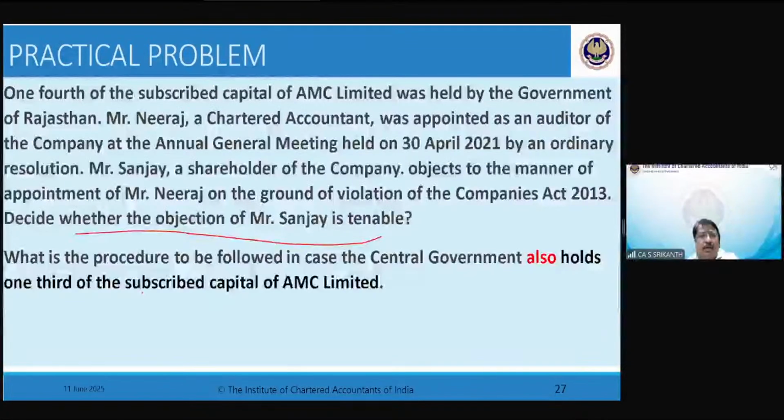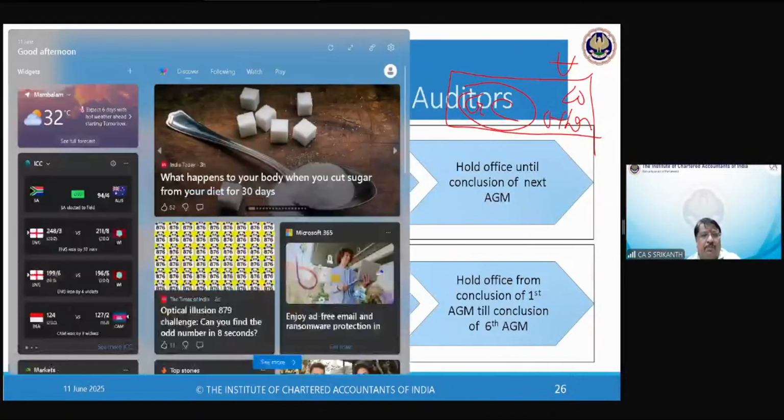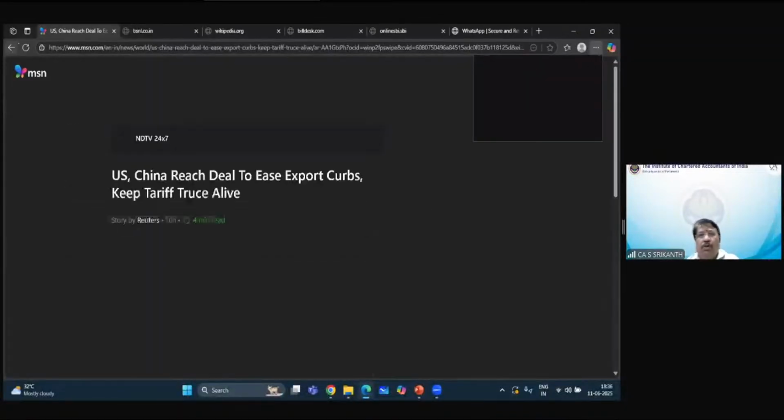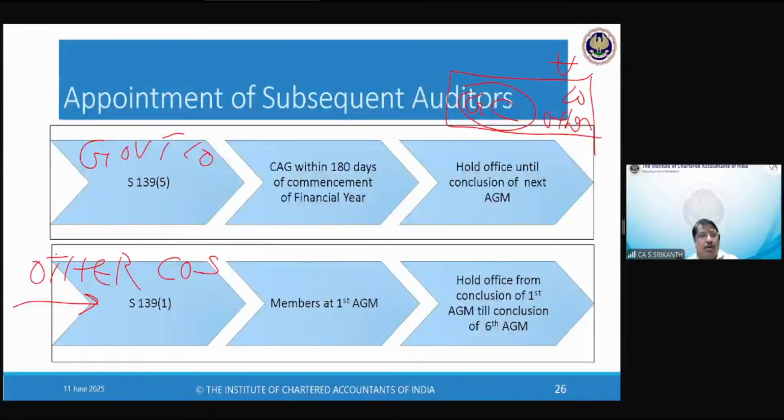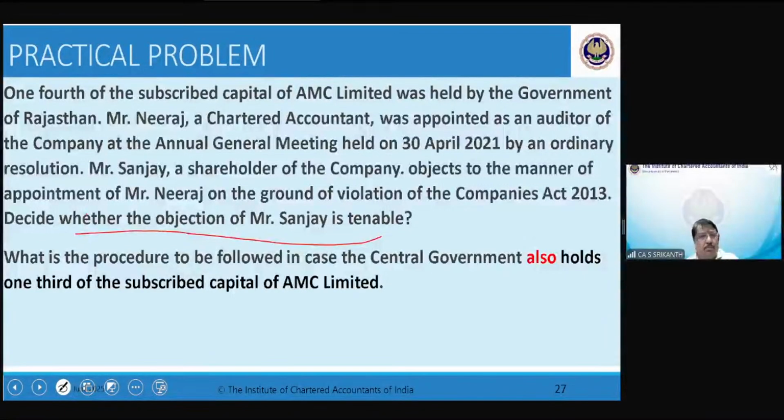But the minute you say the central government is also holding, then it is a government company. So appointment of auditor by the board is not valid. It has to be done by the CAG. The minute the central government became your shareholder and you become a government company, immediately you should go to the CAG and inform them, and they will take care. There are timelines to follow. Within 180 days, they will appoint.